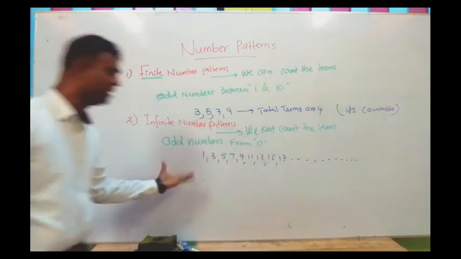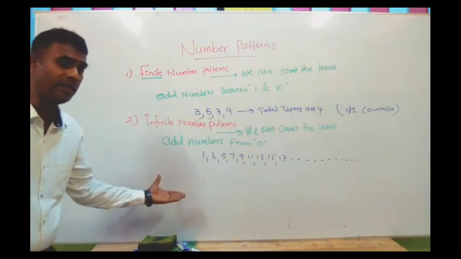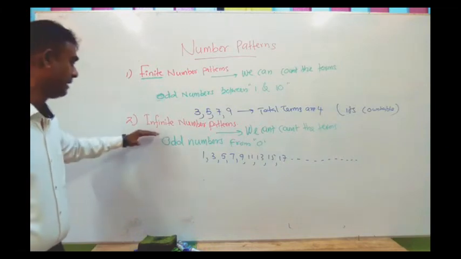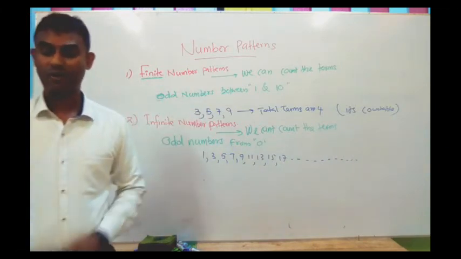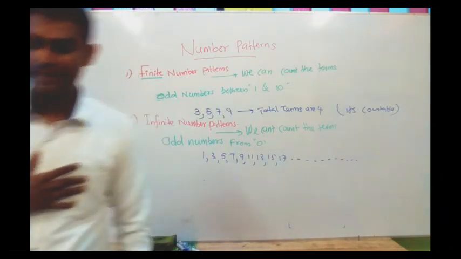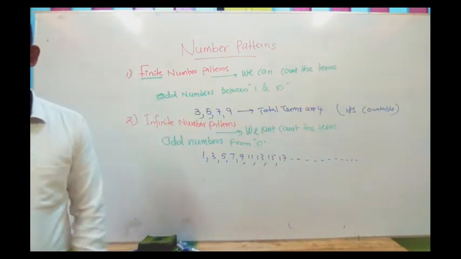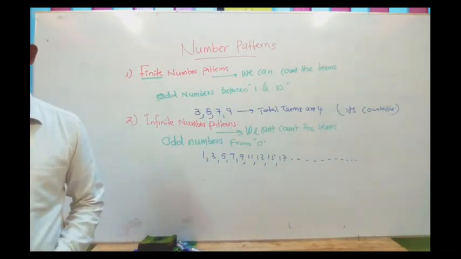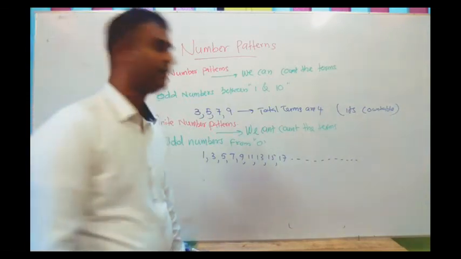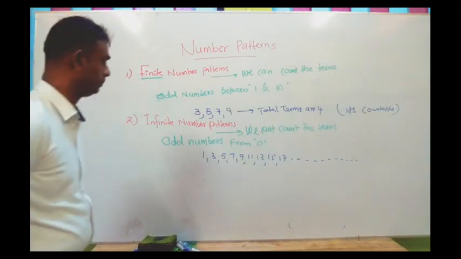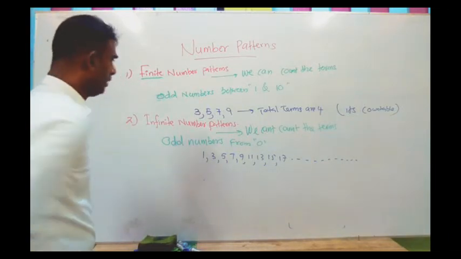If there are uncountable numbers in a number pattern, we define that type of number pattern as an infinite number pattern. You can write it like this: if the number of terms of a number pattern is infinite, that is, the number of terms is uncountable, then they are infinite number patterns. Right? Yes, that's all.